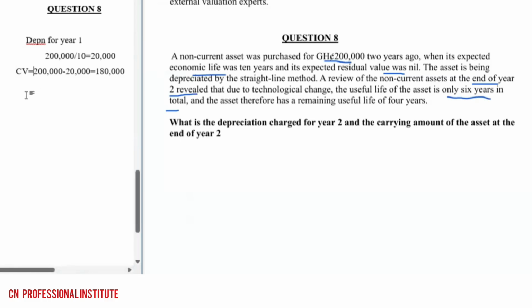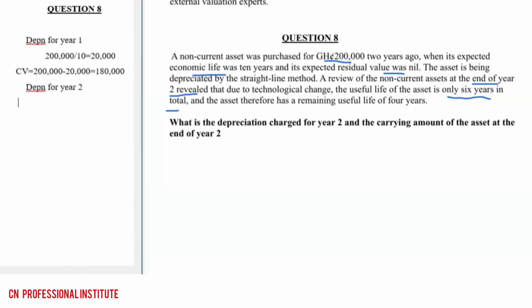Then when you come to year two, with depreciation for year two, now year two is when the change happened. So we are now going to charge depreciation for year two. So the accumulated depreciation will be for only one year, because it is year two that we are doing the revision.